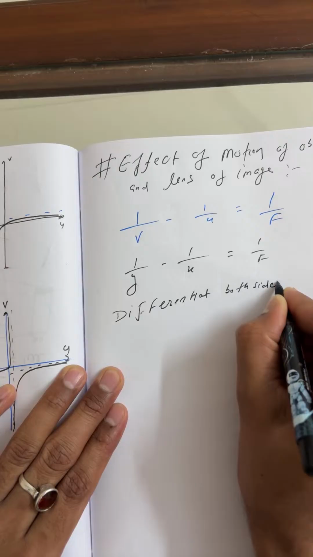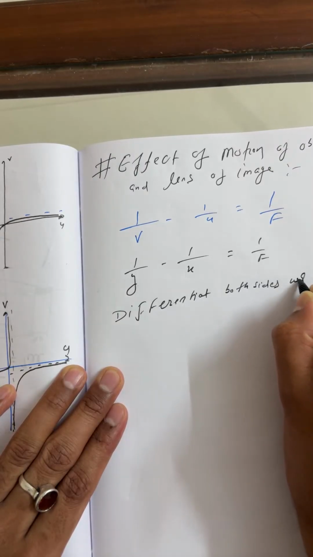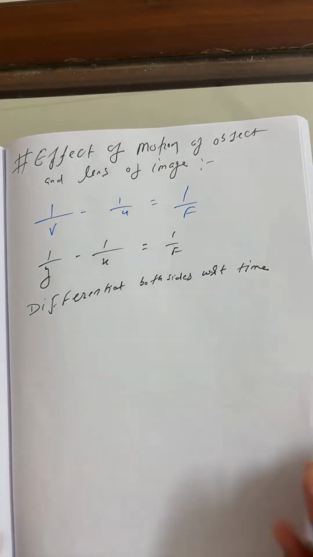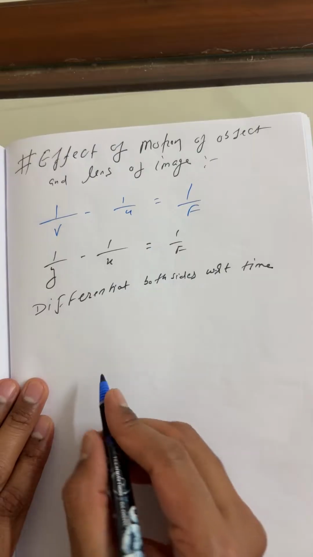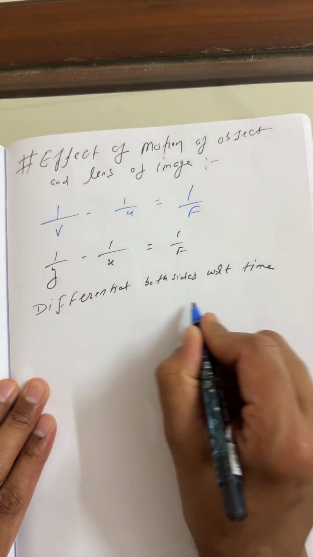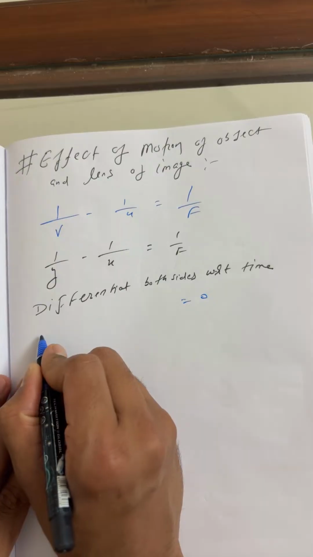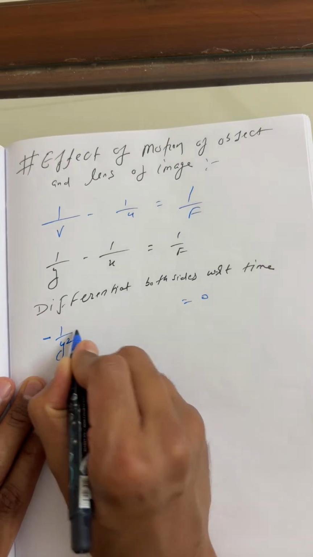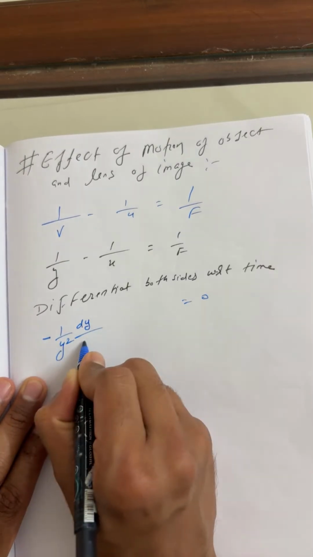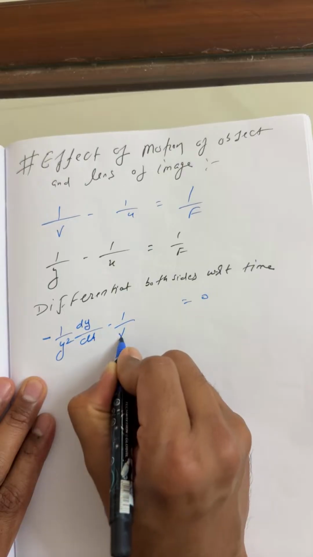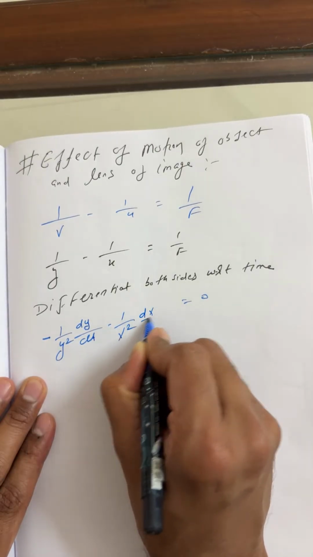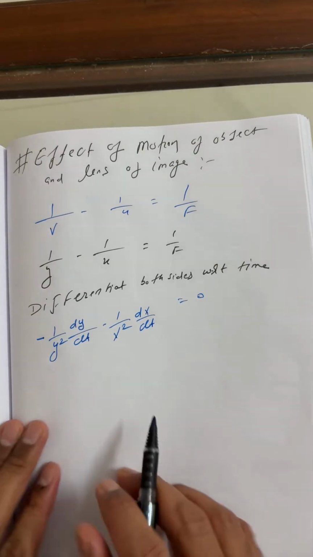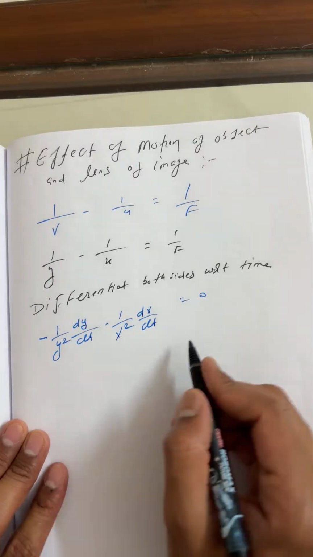Differentiate both sides with respect to time. So this is what you can see, minus 1 by a square da by dt minus 1 by x square dx by dt. Right? Okay, so further here, just equate both sides.